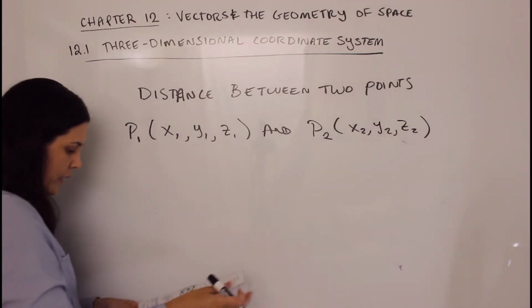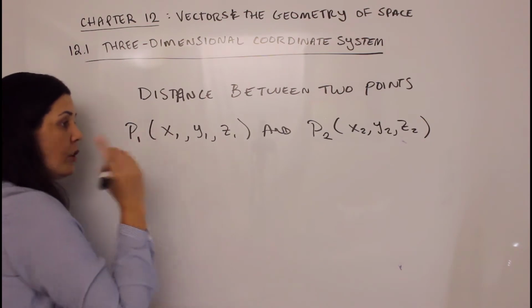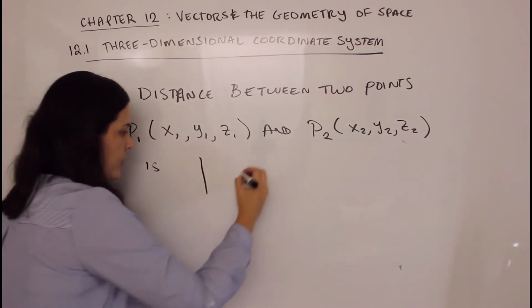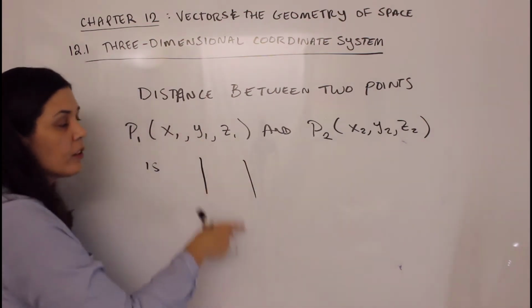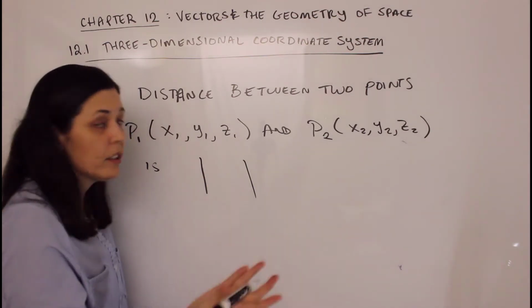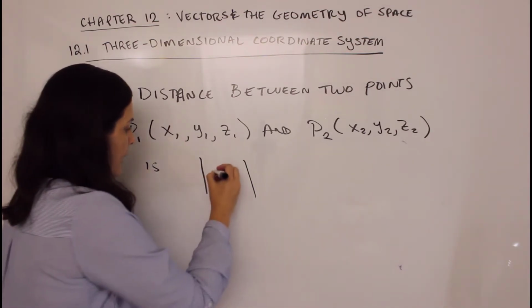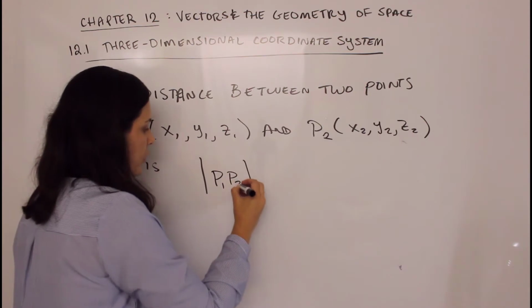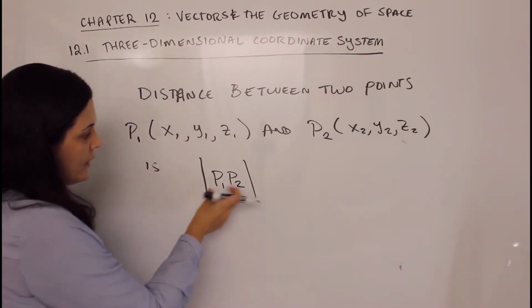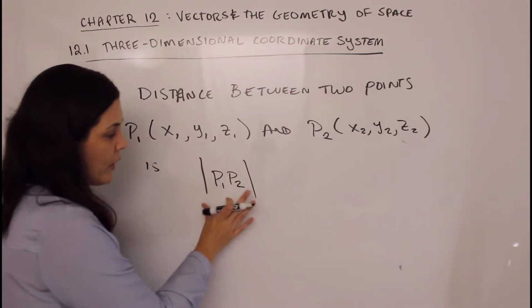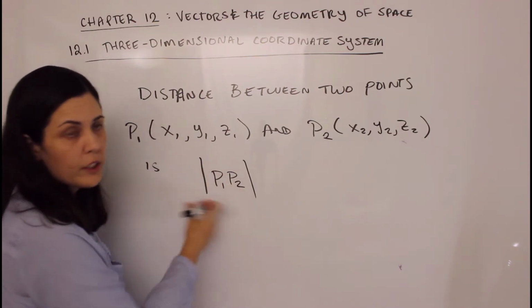So the distance between these two points is denoted like this. First, the notation. The notation looks like absolute value bars because that is just representative of distance. And what's inside is just P1, P2, letting me know it's a distance between these points. You're not multiplying or anything, it's just notation.